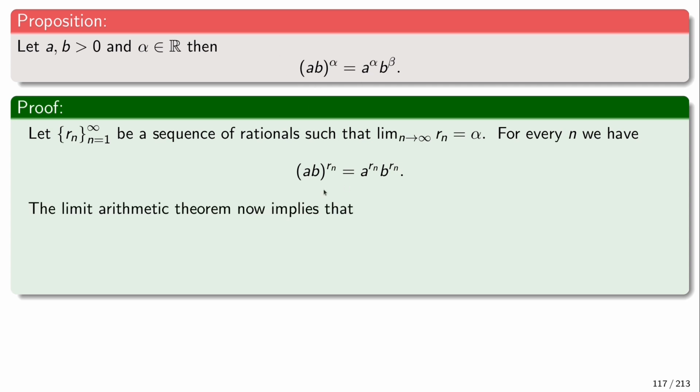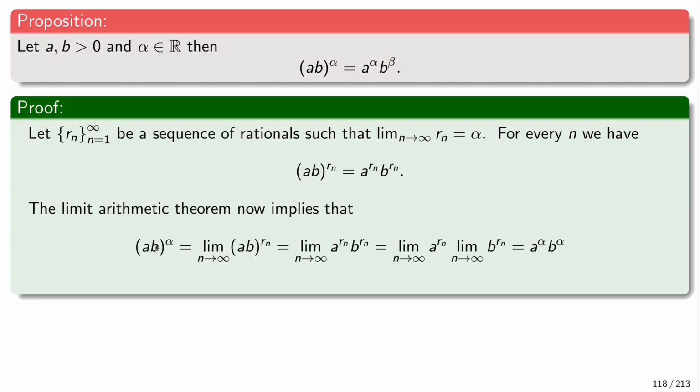As we've seen before, now we can use again the limit arithmetic theorem. So a times b is this real number, and taking the limit, Rn converges to alpha. We already know that this limit equals this, almost by definition. And now since this law of exponents is valid, we can apply again the limit arithmetic theorem to this case, and since Rn converges to alpha, we get the result.